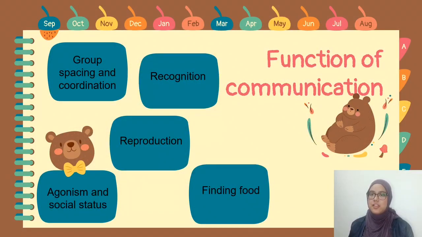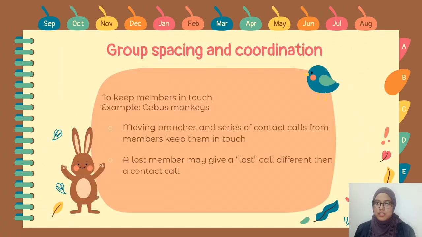There are five functions of communication, which are group spacing and coordination, recognition, reproduction, organism and social status, and finding food. The first function is group spacing and coordination. This is to keep the members in touch. An example is the Cebus monkey. They will move the branch and make a series of contact calls to the members to keep in touch.